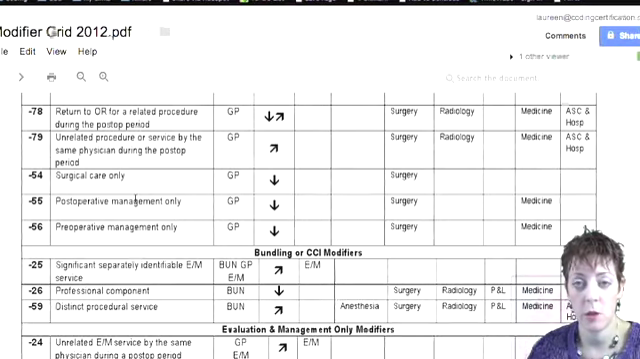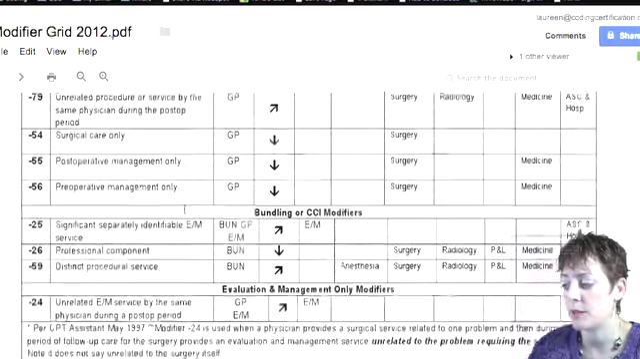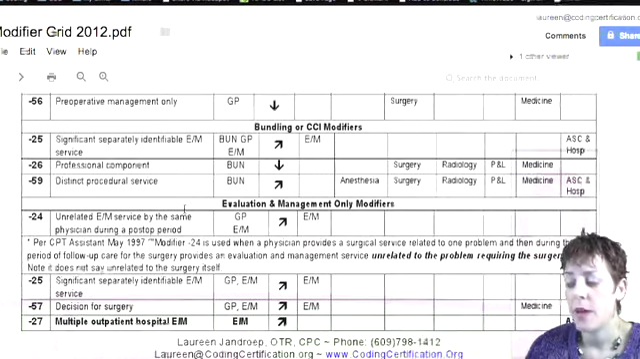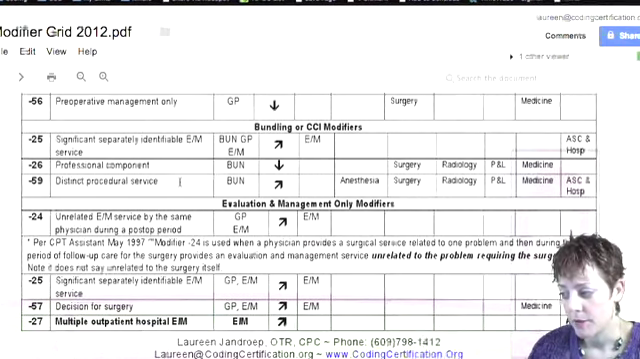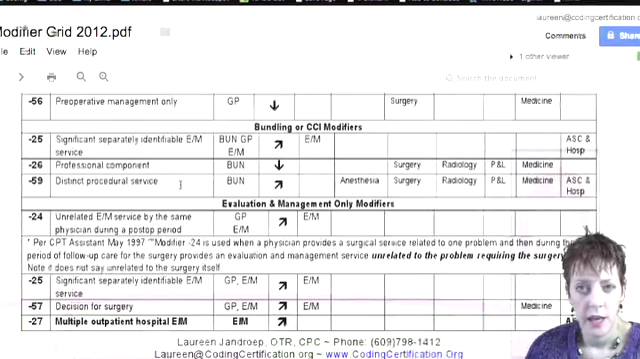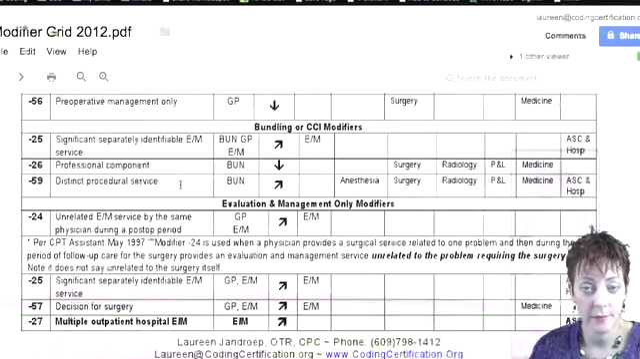If they're not in the global period, then you can just skip over this whole group that we just did. Then we have bundling or CCI modifiers. We did a segment on CCI on a previous webinar, so you might want to go back and look for that. That's Correct Coding Initiative.